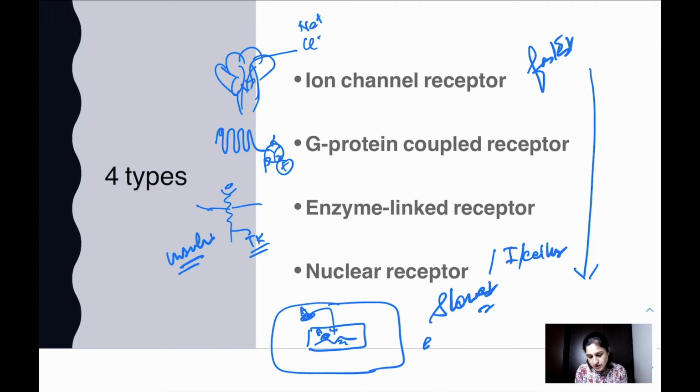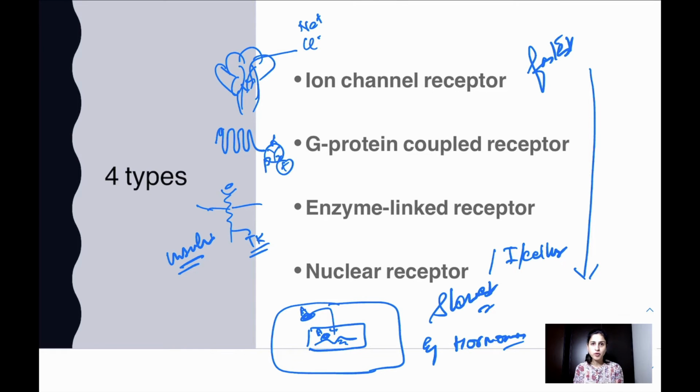The examples here are all your hormones basically, especially vitamin D, and estrogens, androgen, progesterone, thyroid, they all work by this mechanism. So they take the maximum time, their lag period is more. So these are the various types of receptors. Now, in brief, a comparison of all these receptors.